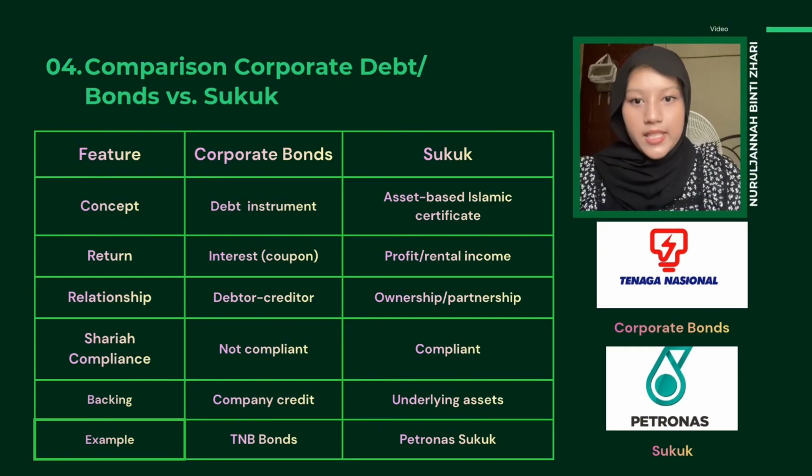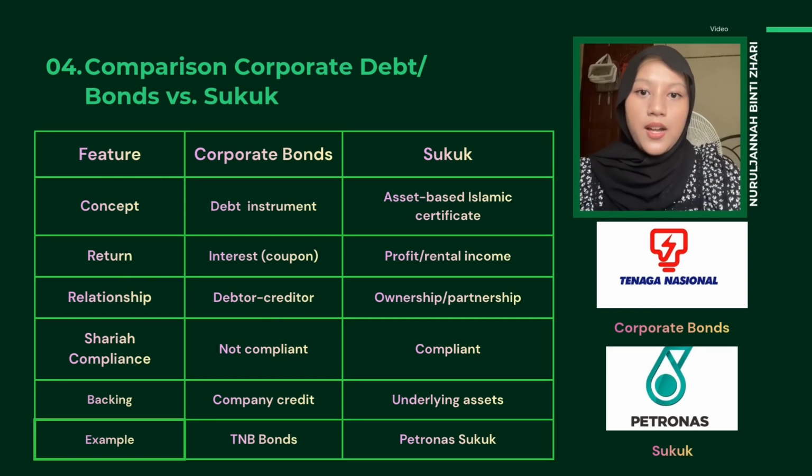In terms of backing, corporate bonds rely on the company's creditworthiness, while sukuk are backed by tangible assets or projects. For example, Tenaga Nasional Berhad issues corporate bonds, while Petronas issues sukuk in the global market. In summary, the key difference is that corporate bonds are conventional and interest-based, whereas sukuk are Islamic and asset-based.